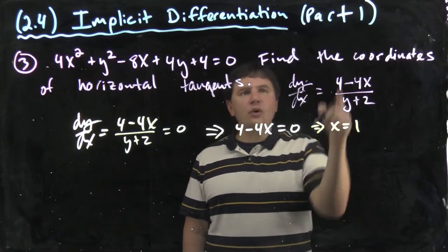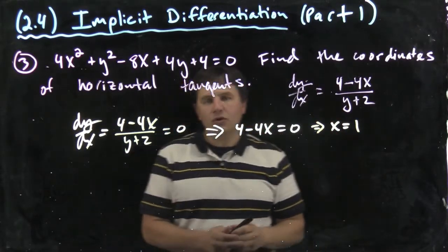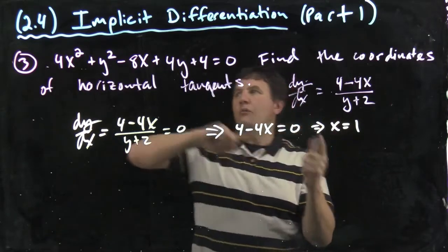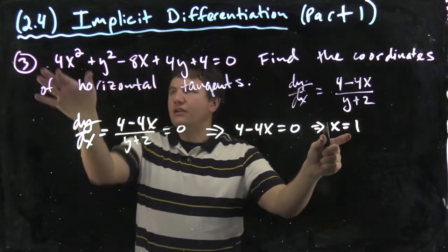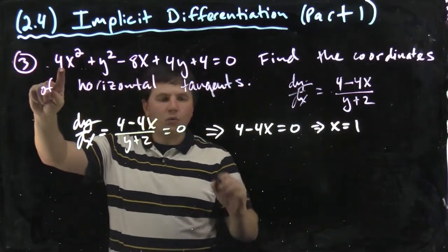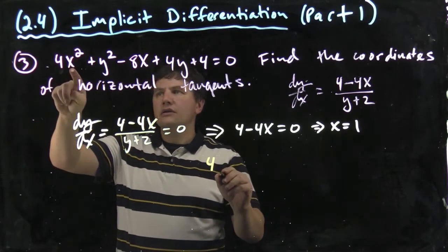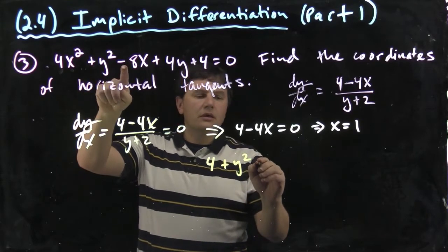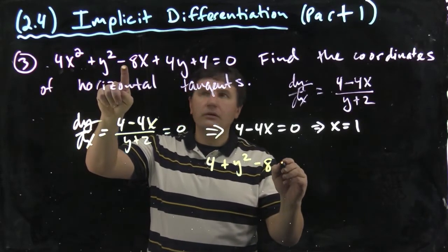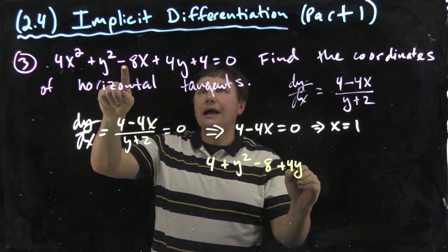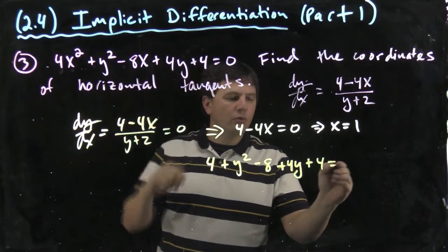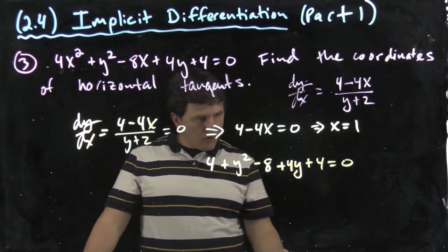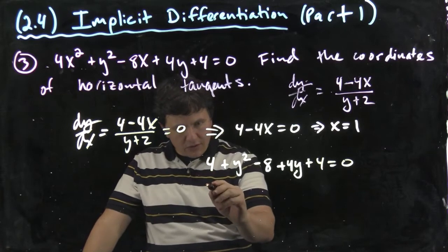Okay, now they do want the coordinates here, so keep in mind if we're ever looking for another point, we're always going back to that original. So everywhere I see an x, I'll plug in a 1. So this will be 4. That, of course, is just 1, so we'll leave it here, plus y squared minus 8 plus 4y plus 4 equals 0. Now we want to solve this, so we've got to do a little simplifying here.